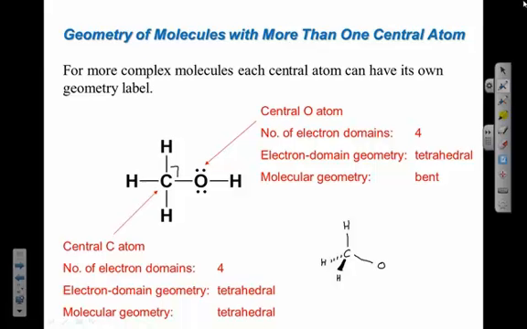So the oxygen has 4 electron domains, 2 lone pairs and 2 bonds. That means it's a tetrahedral electron domain geometry, but since only 2 of those are connected to atoms, it's going to be bent. Right? So the angles based on this tetrahedral electron domain geometry are going to be about 109. When I'm only looking at the atoms attached to the oxygen, I realize that 109-degree angle is going to cause its molecular geometry to be bent.